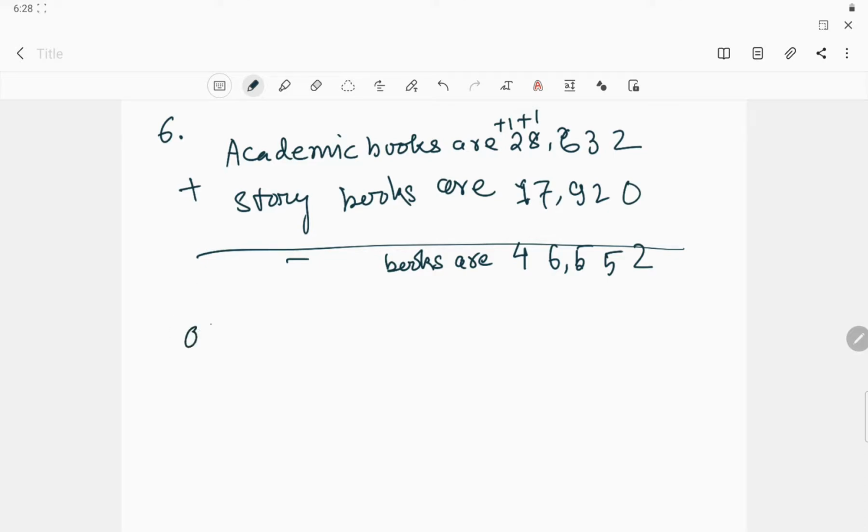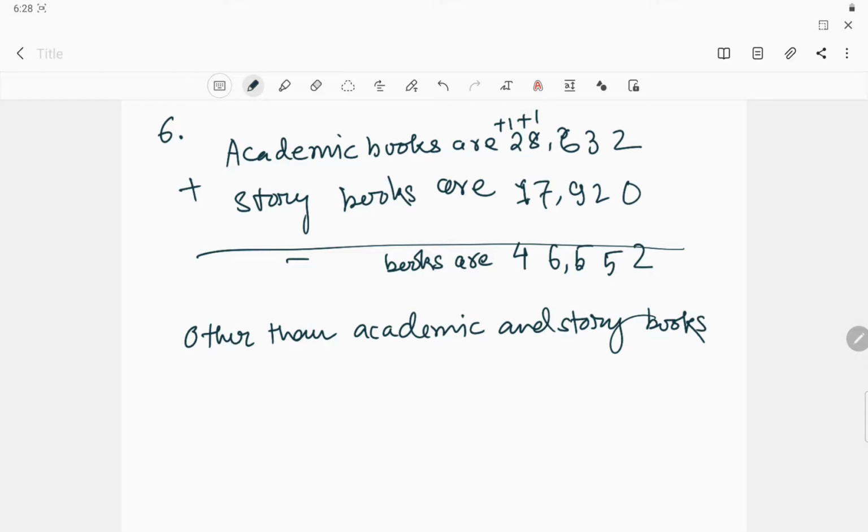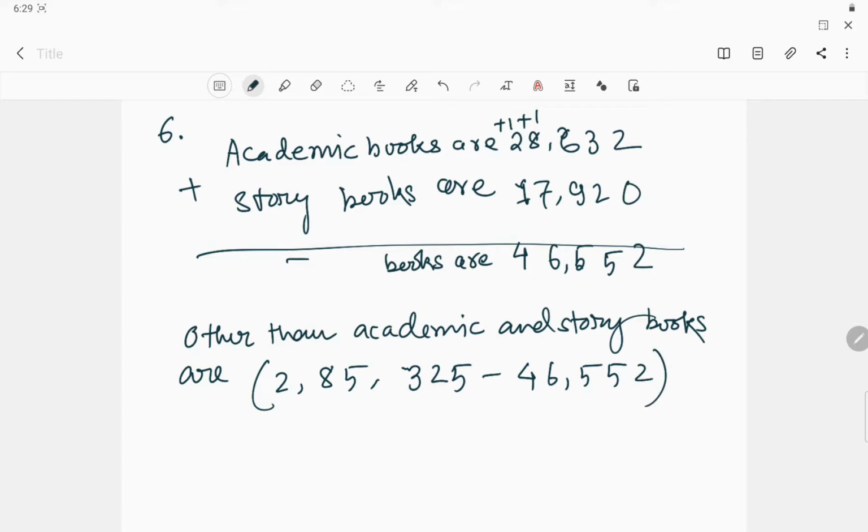So the number of books other than academic and story books are, how? Total books are 2,85,325 minus total books 46,552, right? Now simply subtract it.